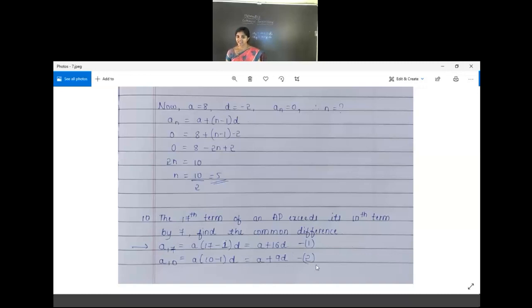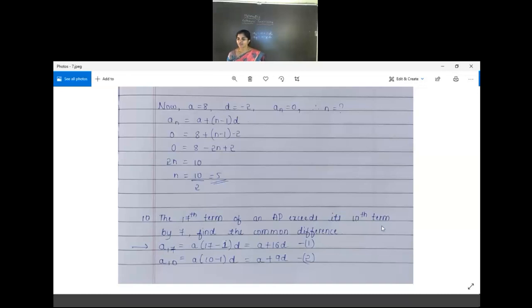So what is given? The 17th term exceeds its 10th term by 7. So the difference between the 17th term and the 10th term is 7. The meaning is this one only, no? What is the meaning of that? Actually, the difference between the 17th term and the 10th term is 7.